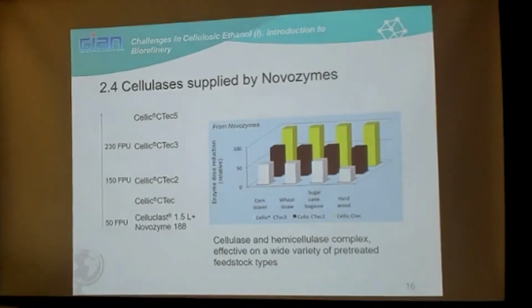Then I will introduce the cellulase products supplied by Novozymes. The first commercial cellulase is Celluclast 1.5 L, along with the enzyme Novozyme 188. 188 is very important. It is a beta glucosidase. The ratio of their activity should be 1 to 1.5. It's an optimized ratio.